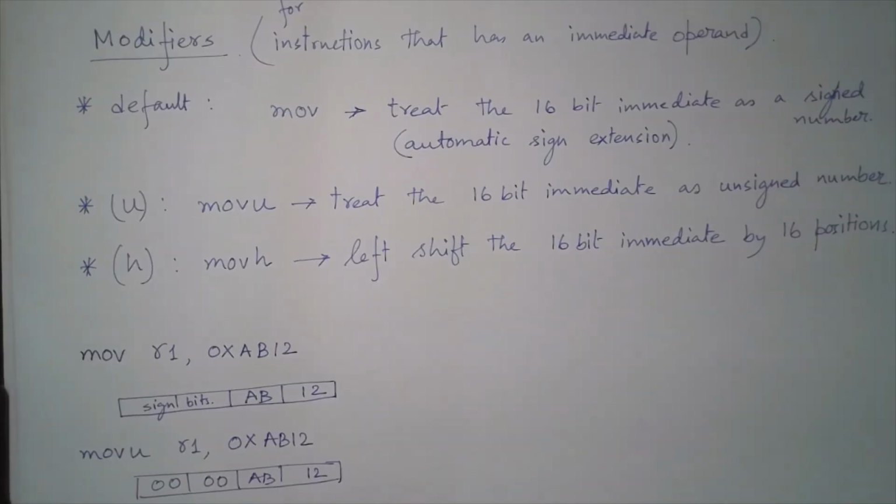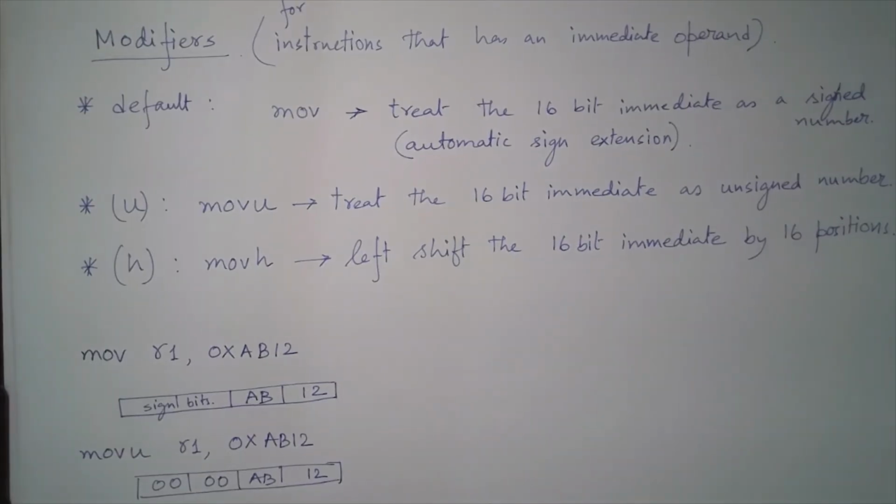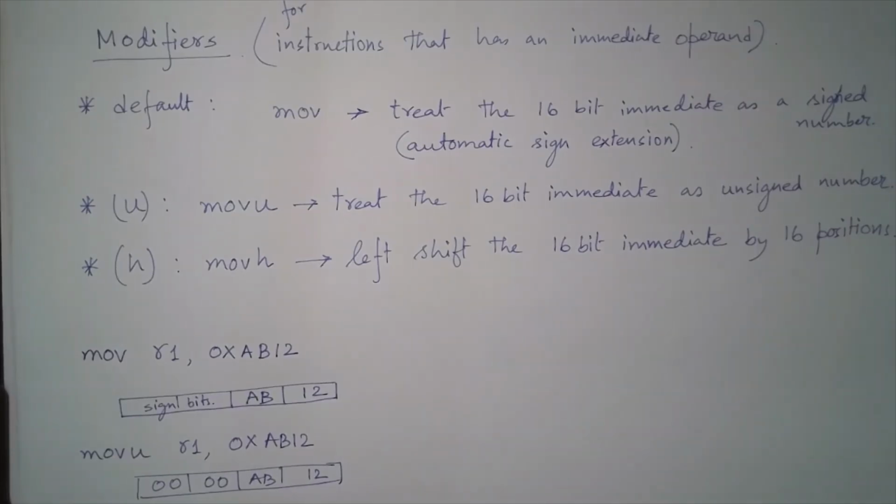Another example is move H, and let us say we stick to the same example, all right. So, here in R1, the more significant bytes will be populated by this value, and the lower significant bits will be populated with 0, all right.